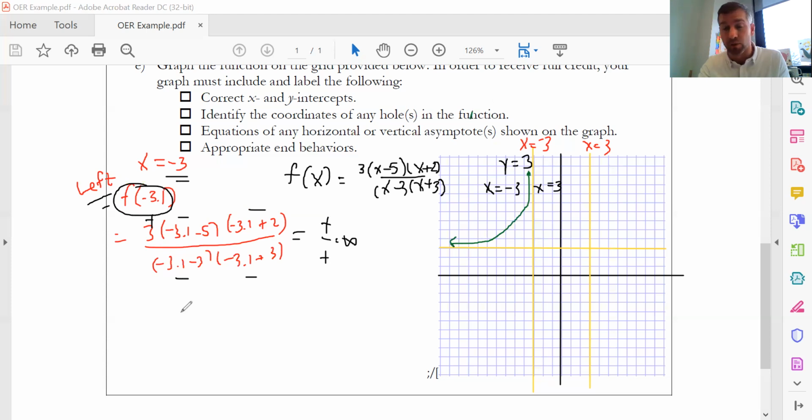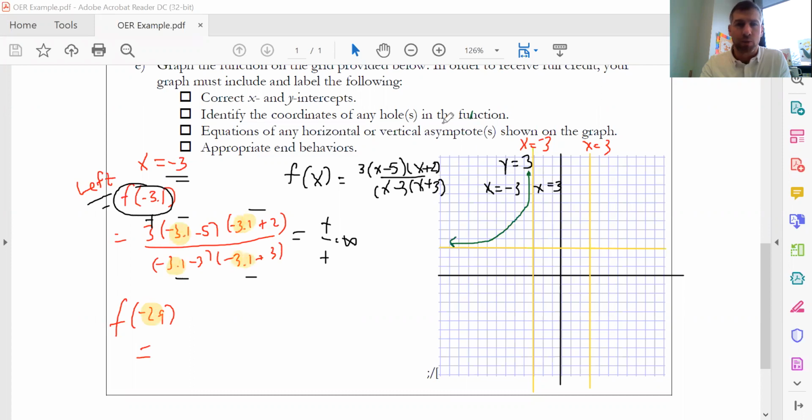To the right of -3, we got to plug in a different number. That different number would be to the right. Let's see, what's just to the right? That's going to be -2.9. And we go through the same exact process of plugging in -2.9 for all of these different areas. So -2.9 would go in here, here, here, and here.